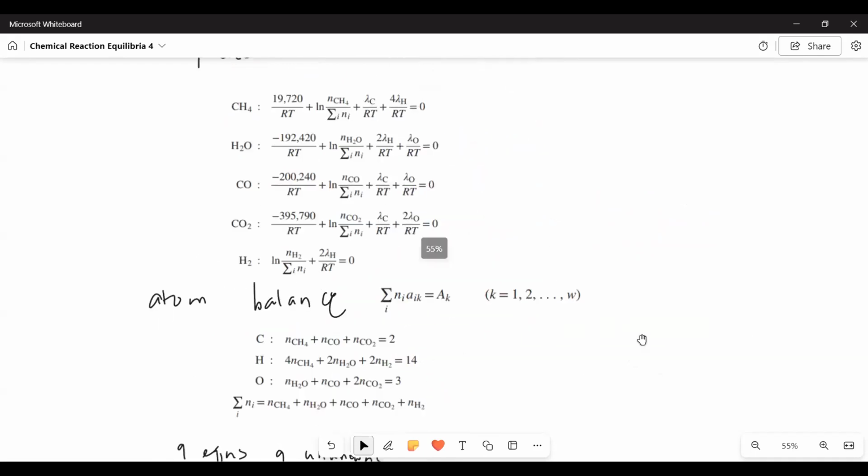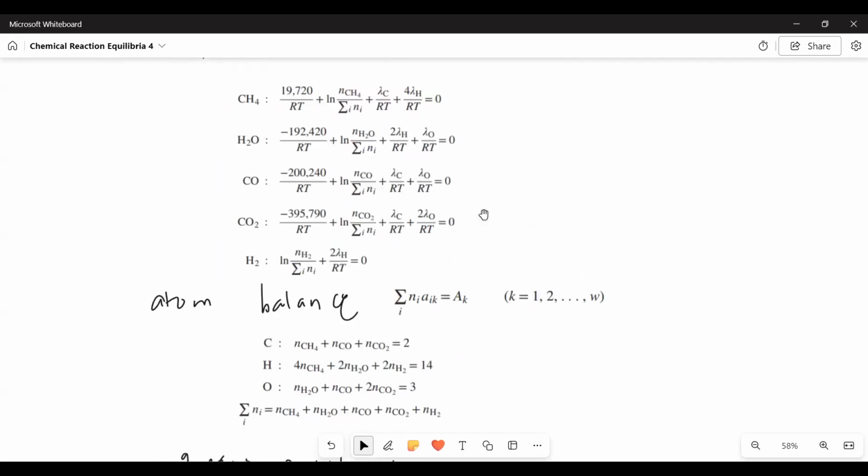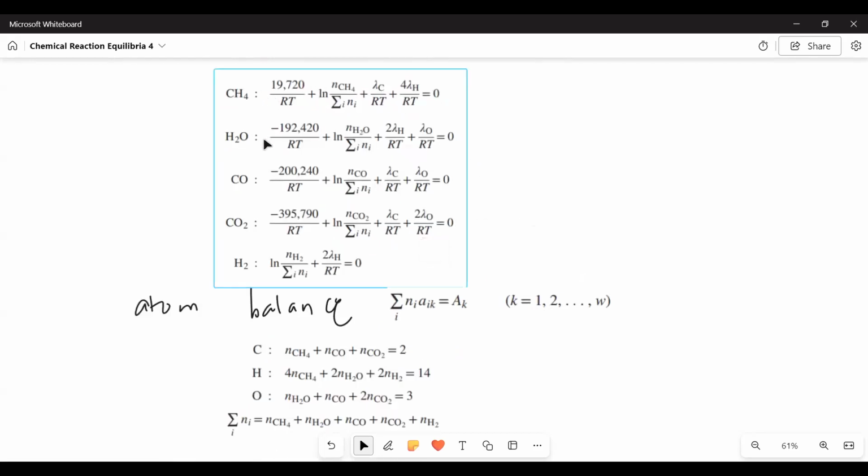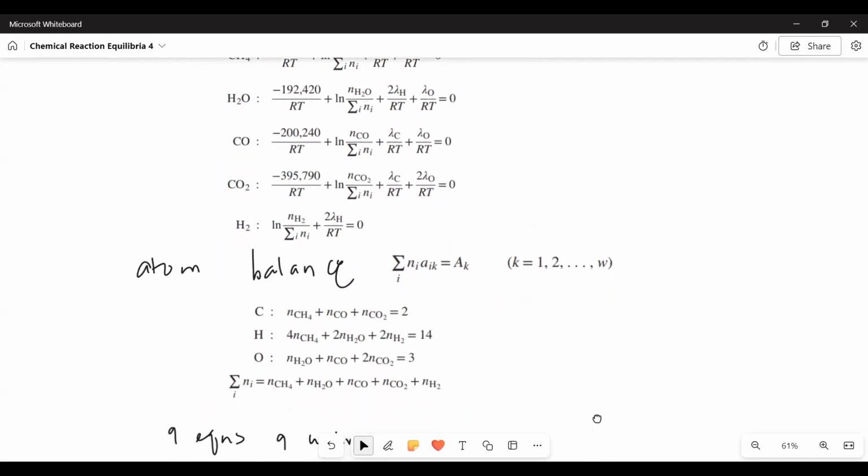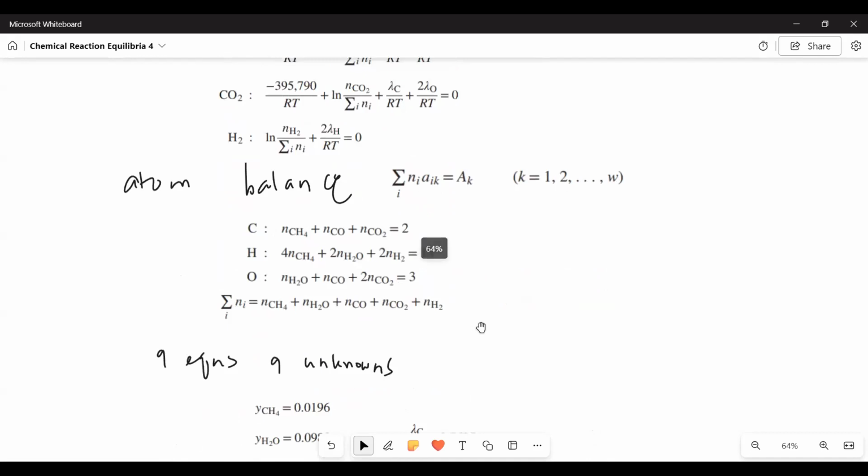Now that we have these equations, let's count the number of equations: 5, then we have 4 right here. That's 9 equations. And let's count the number of unknowns. We have n for every species, so that's 5. And we also have the lambda for each of the atoms, so that's 3. So 5 plus 3, that's 8. But we also have another unknown, which is the total number of moles. So that gives us 9 total unknowns. So now we have 9 equations and 9 unknowns.